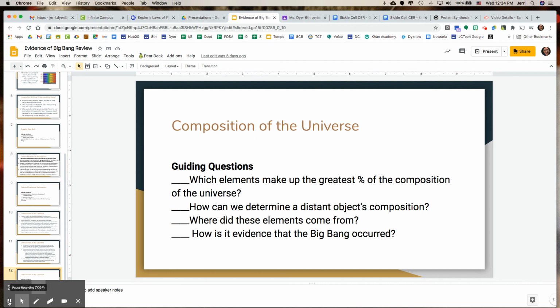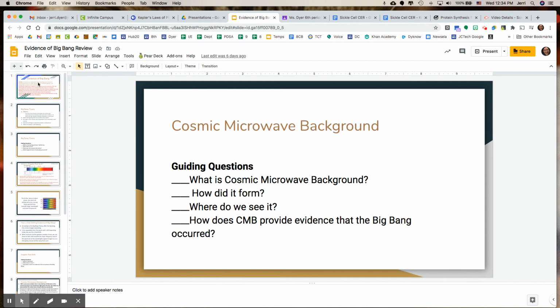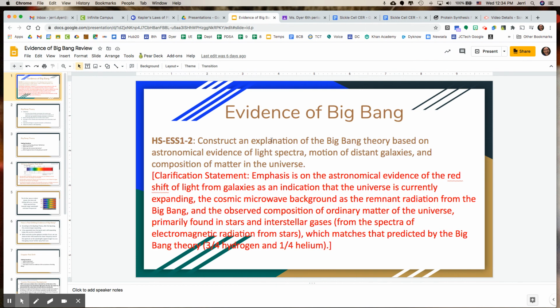Remember, please, that your answer should be a good, solid paragraph, maybe a couple of paragraphs, depending on how you want to arrange it. You are constructing an explanation. This is more than just putting out a bullet point or two. This is actually constructing an explanation. So make sure you're doing a good job of that, and I'll see you in class.